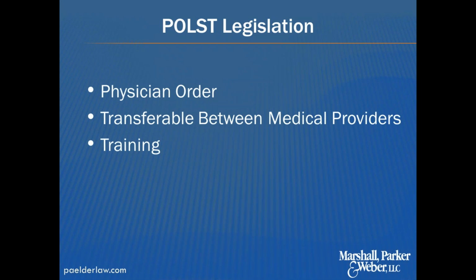POLST orders are provided in a form that can transfer with the patient as he or she moves between medical providers, such as from a nursing home to a hospital. POLST orders are different from advance directives in that POLST orders convert an individual's wishes regarding health care into a medical order that's immediately actionable and applicable across all healthcare settings. In contrast, advance directives often only name a surrogate decision maker to make healthcare decisions for the individual when they are unable to express their wishes.